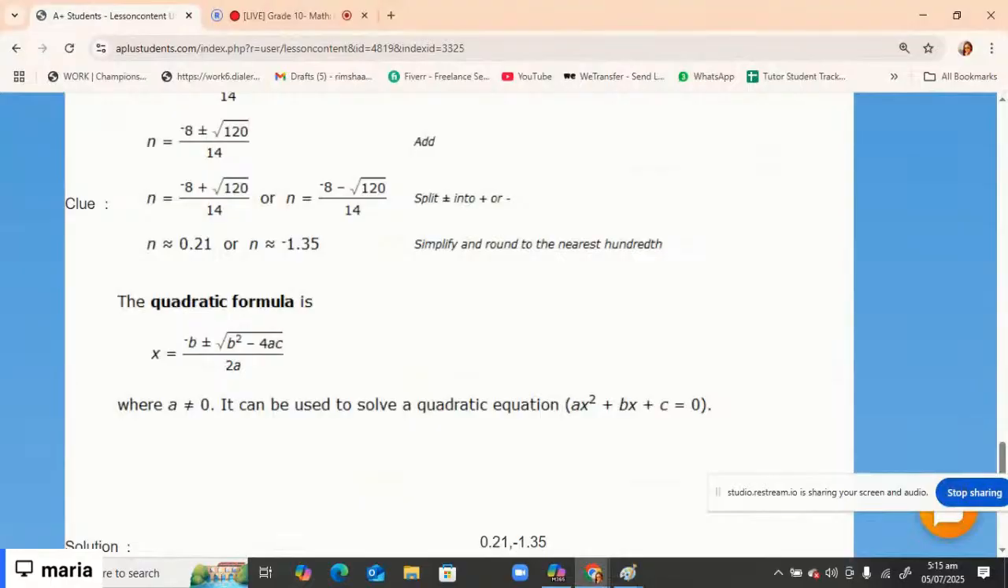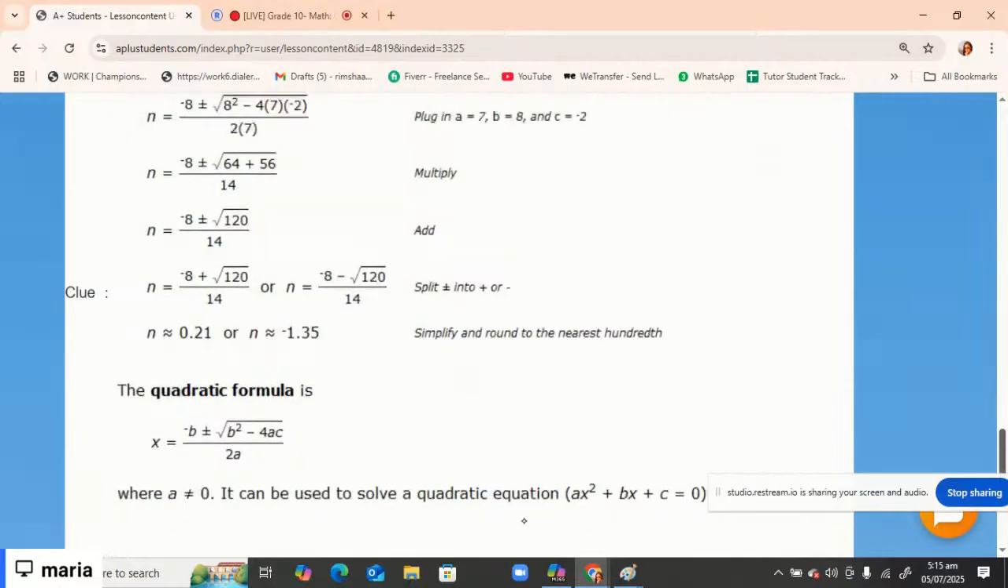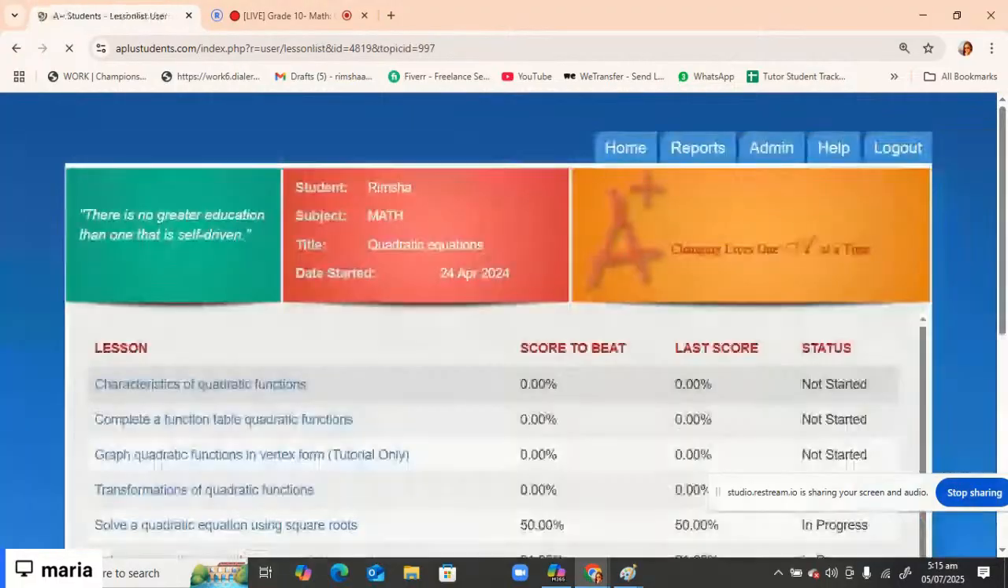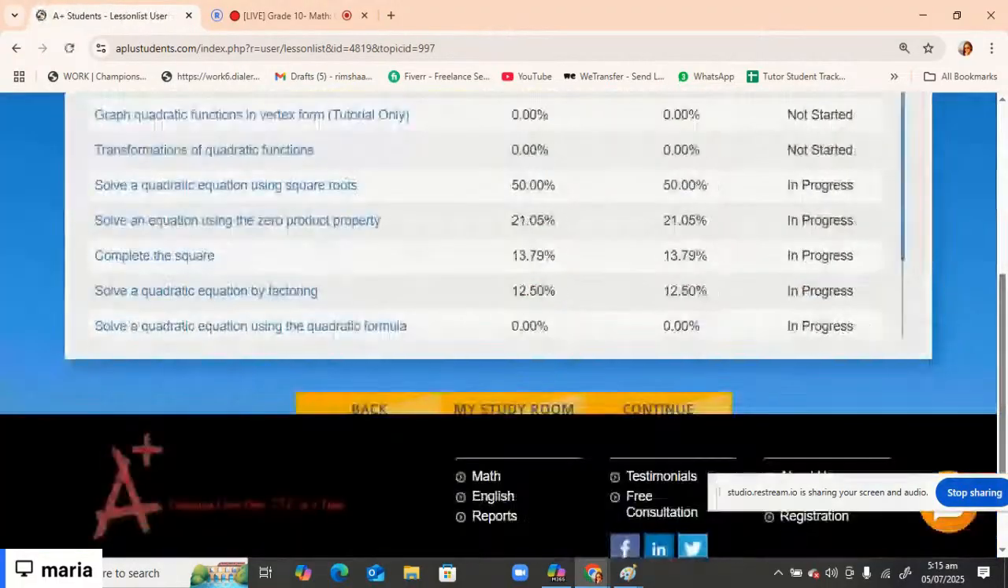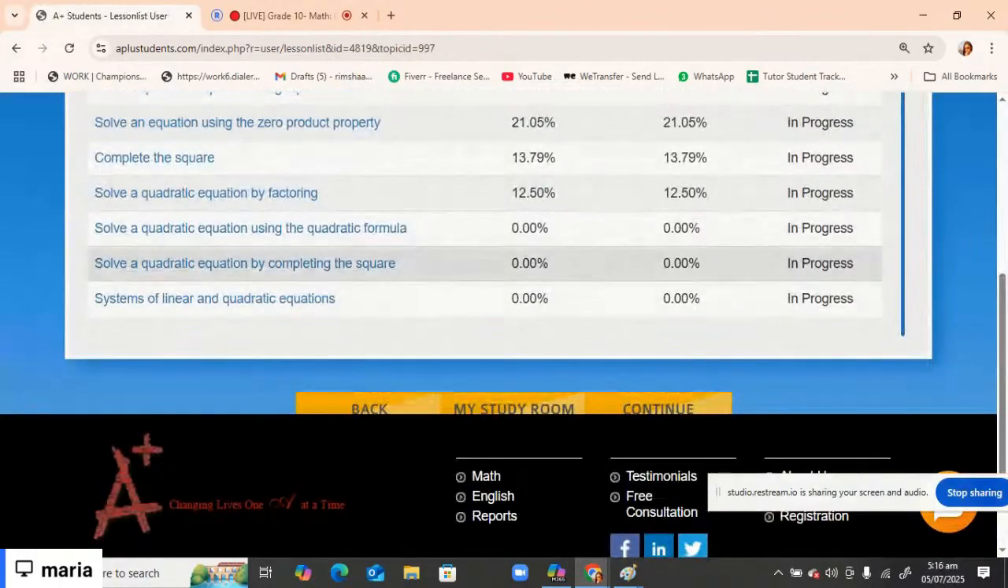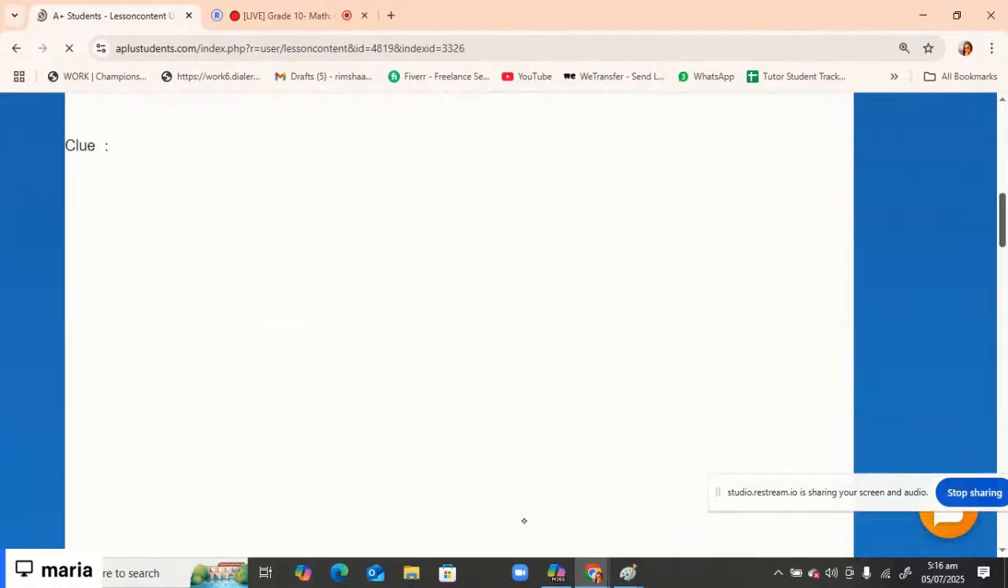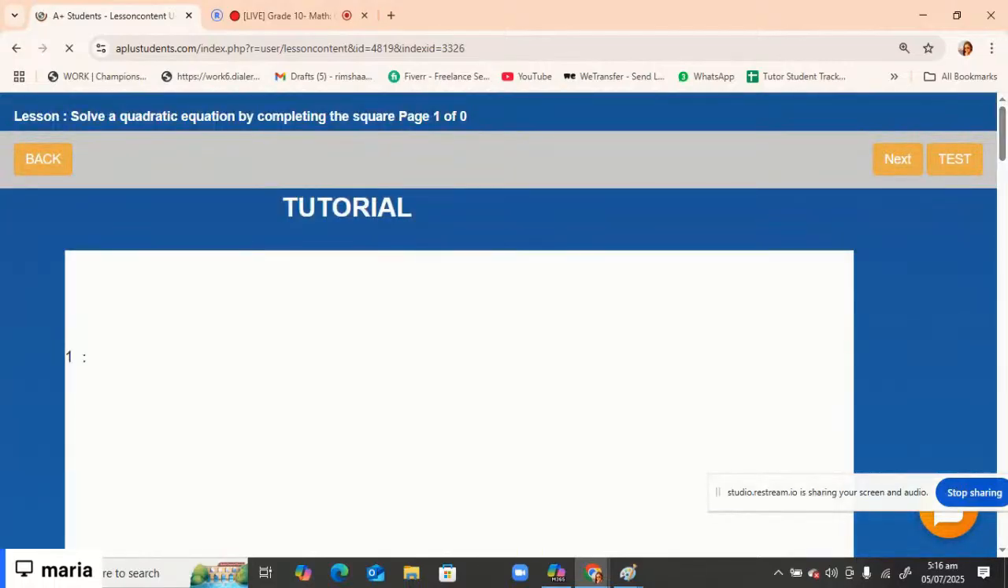Now let's discuss the next. Solve the rest of the test questions and also the lesson questions by yourself. Solve a quadratic equation by completing the square. All right, okay. So let's discuss solving a quadratic.